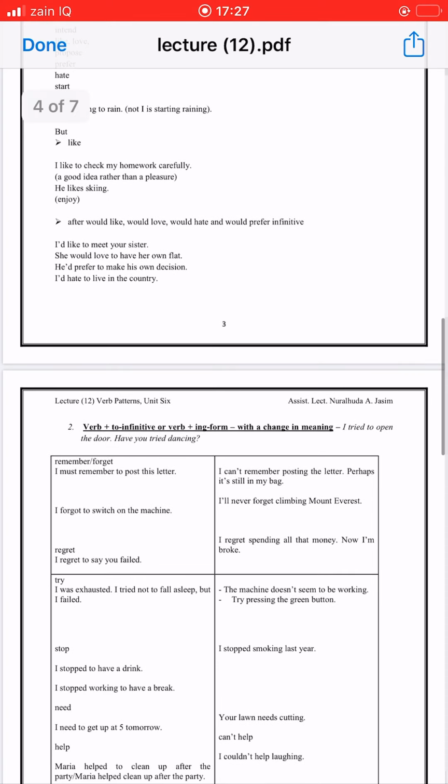After would like, would love, would hate and would prefer, use the to-infinitive, meaning the bare infinitive with to. This is the first case of the verb pattern: to plus infinitive. I'd like to meet your sister. She would love to have her own flat. He had preferred to make his own decision. I would hate to live in the country.